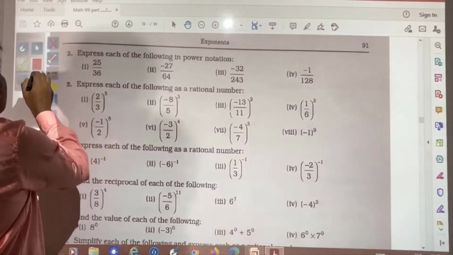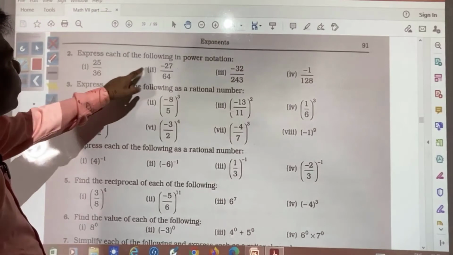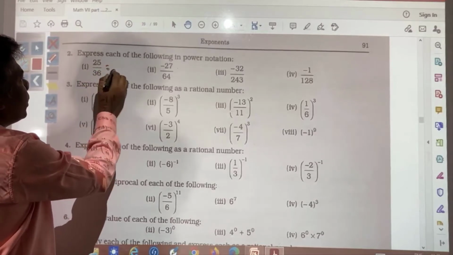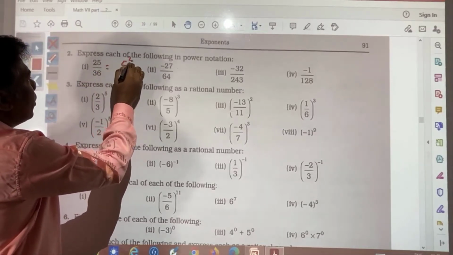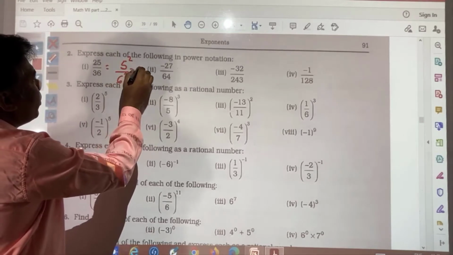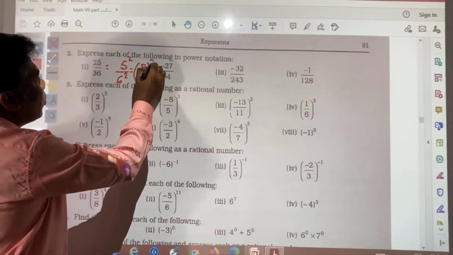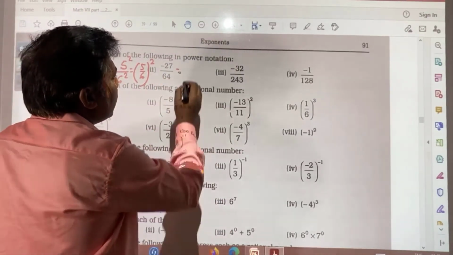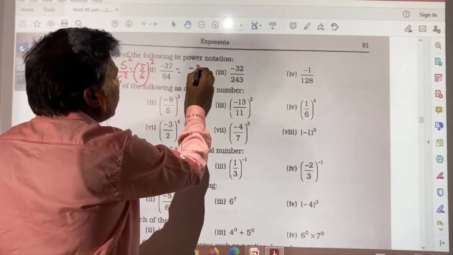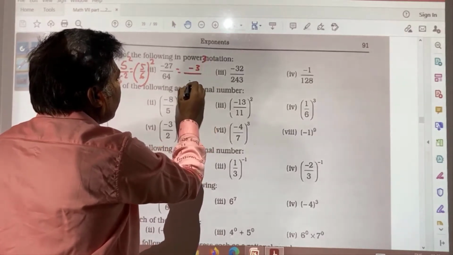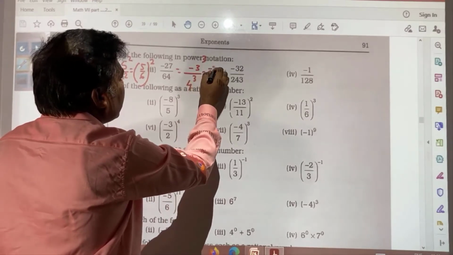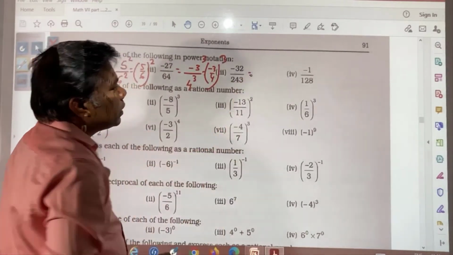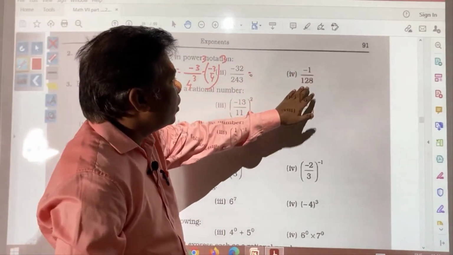Next question, you see: express each of the following in power notation again. Here you see 25 by 36 can be written as 5 square by 6 square, and that will be 5 by 6 to the power 2. Here you see this can be written as 3 3s are 9, 9 3s are 27. So minus 3 to the power 3 divided by 4 to the power 3, it means minus 3 by 4 to the power 3. Here you see minus 32 and minus 128.